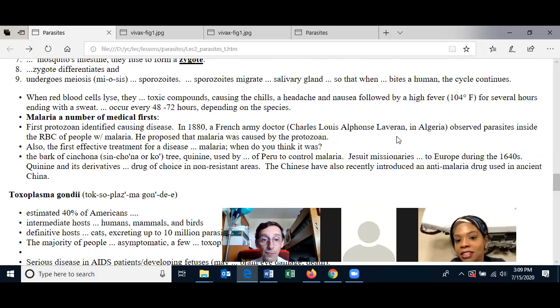He was a French army doctor in Algeria, and he noticed that his malaria patients had something strange in their blood when he looked at the blood. And he correctly deduced that it was the malaria parasite that he was seeing. And so this was the first parasitic protozoan that was shown to cause a disease. Any question about that?